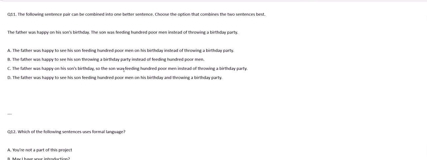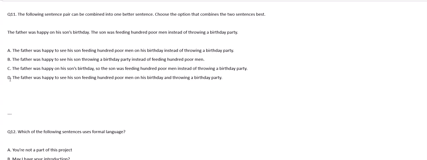Okay. Here they mentioned that the father was happy on his son's birthday because his son was feeding 100 poor men instead of throwing a birthday party. Option C is not correct, because in the sentence they didn't mention that because his father was happy, his son was feeding 100 poor men. That's why option C won't come here.